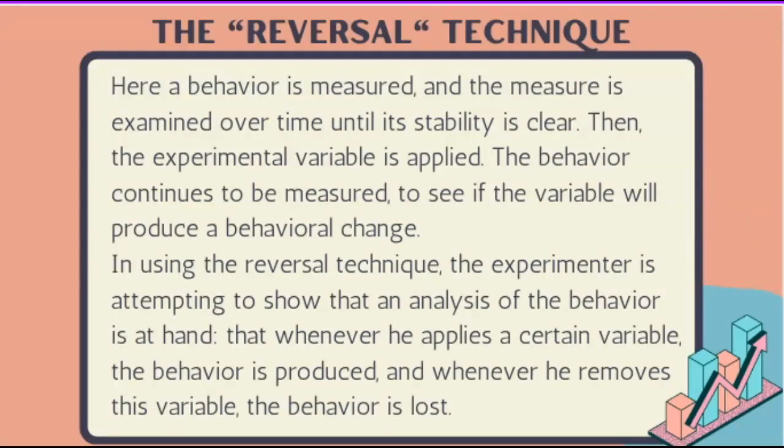The reversal technique is where a behavior is measured and the measure is examined over time until its stability is clear. Then the experimental variable is applied. The behavior continues to be measured to see if the variable will produce a behavioral change. In using this reversal technique, the experimenter is attempting to show that an analysis of the behavior is at hand, that whenever he applies a certain variable, the behavior is produced, and whenever he removes this variable, the behavior is lost.